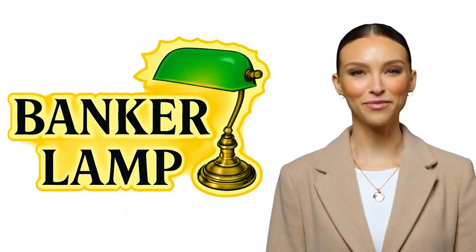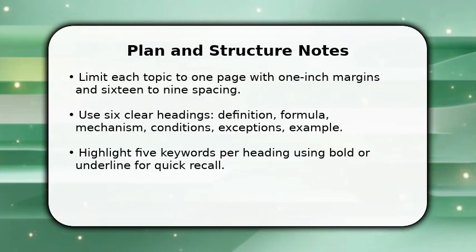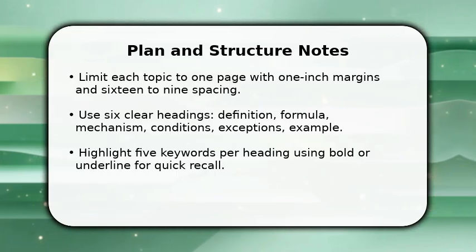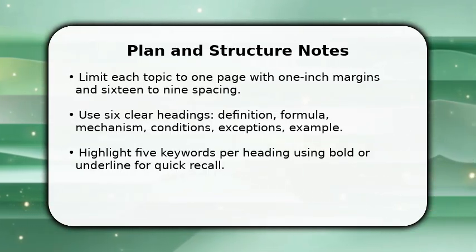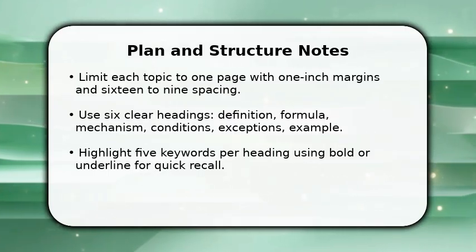Please enjoy the video. Start by planning one focused page for each chemistry topic you study. Use 1-inch margins and 16 to 9 line spacing to keep text readable. Divide the page into 6 clear headings: definition, formula, mechanism, conditions, exceptions, and example.